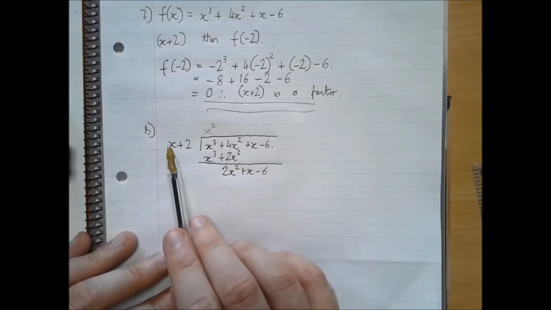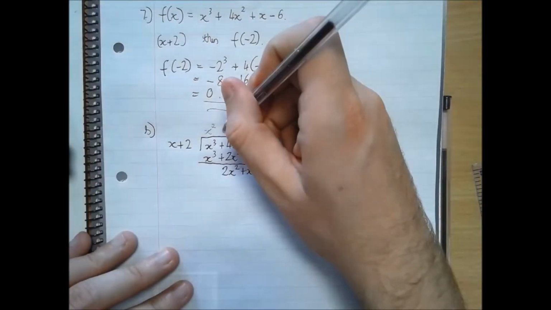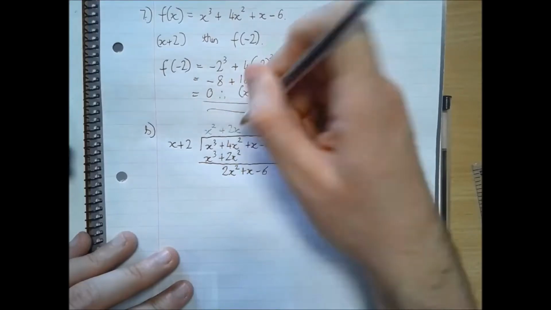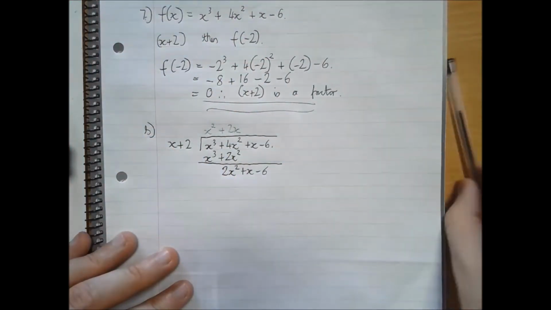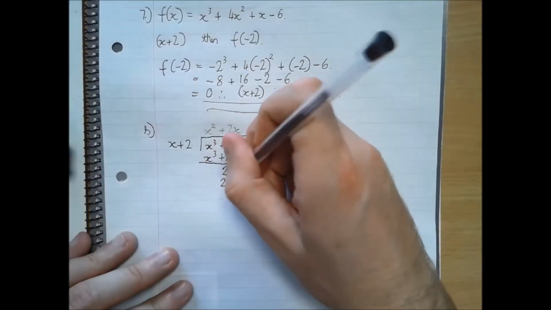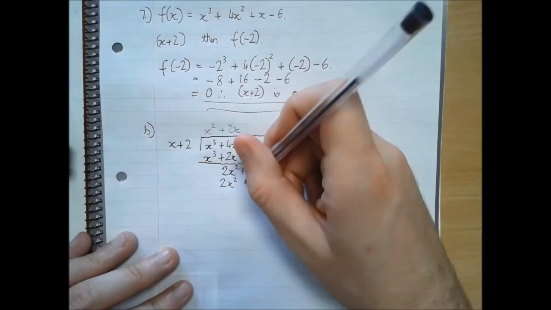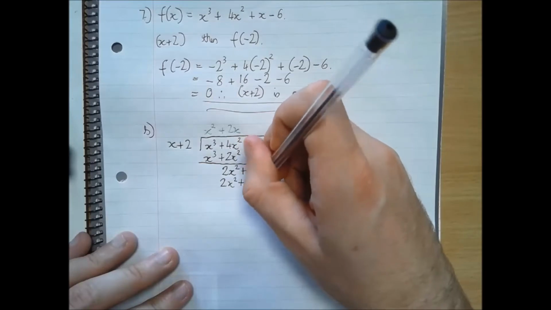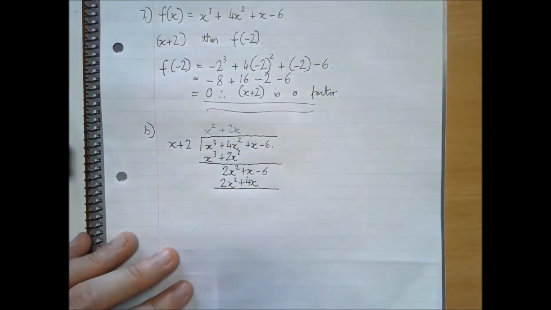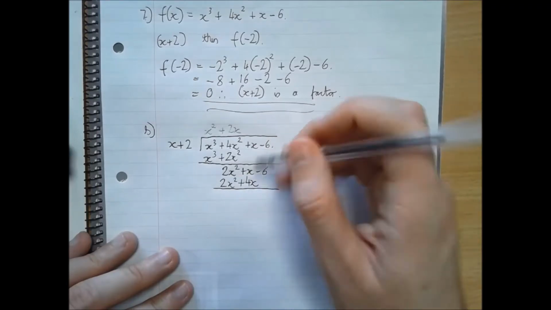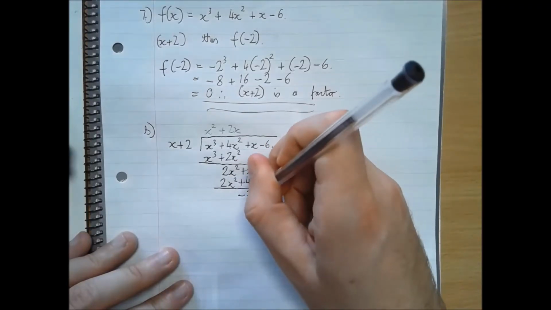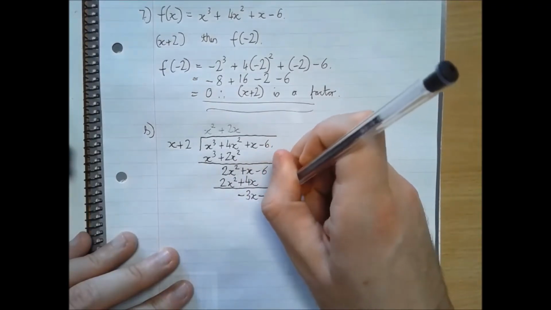So again, x into 2x squared will give us 2x. 2x times x will give us 2x squared. 2x times 2 will give us 4x. And of course we can compare then. They cancel, and then you've got x minus 4x will give us minus 3x. And then of course minus 6 comes down there.